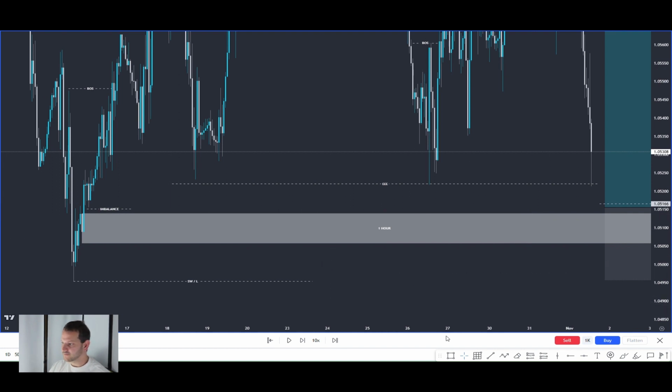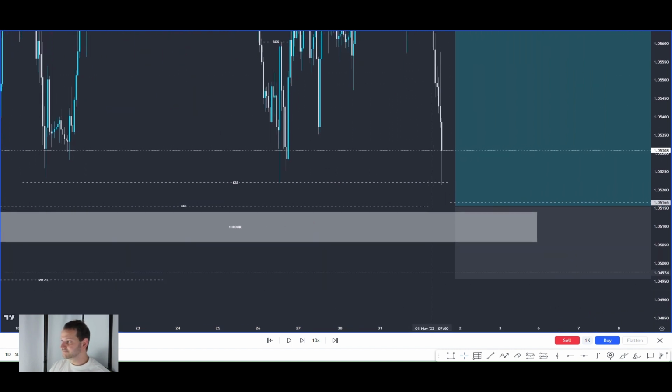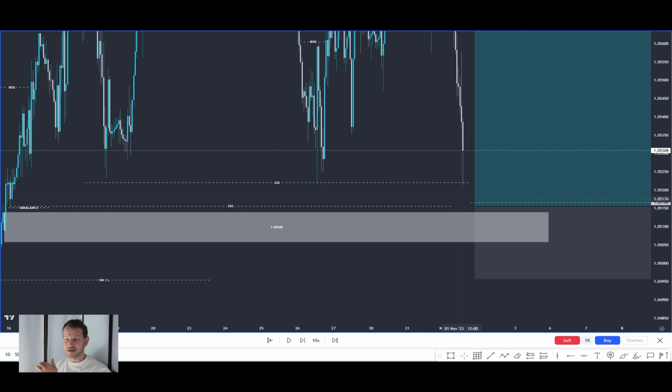Plus, not only that, we've got this low over here as well. So this is the initial low. So we've got this low, so that is also liquidity. As you can see, I entered basically on the line of that liquidity, expecting it to take that out as well and then tap into the 1 hour zone.